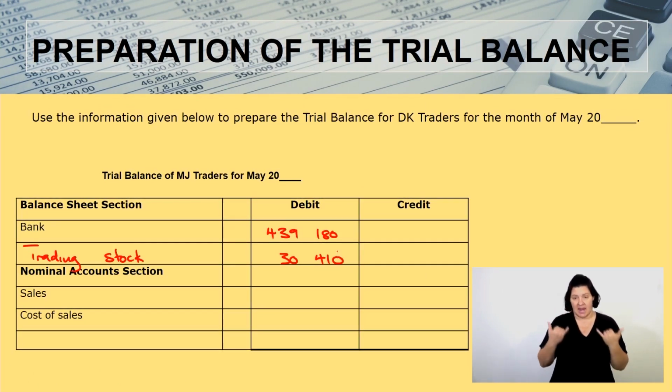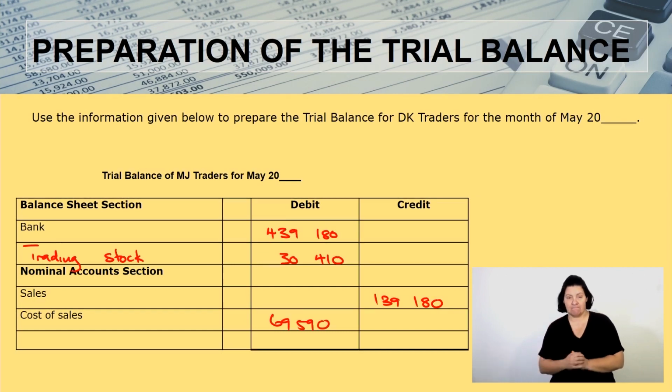So that means I'll come here and then I'll have 30,410. Then I'm going to post now from my sales. You remember the sales figure. How much was it? 139,180. Lastly, cost of sales, 69,590. That is how you will then complete your trial balance.